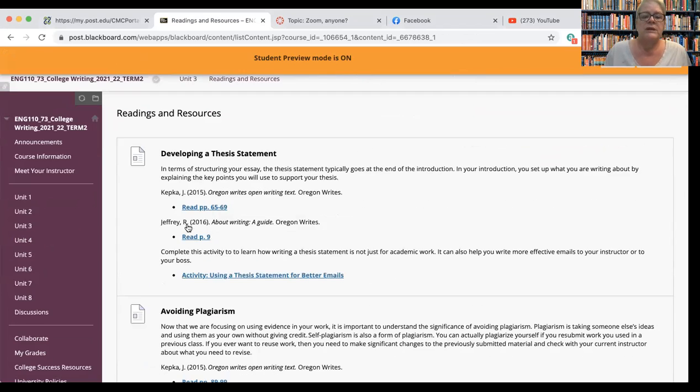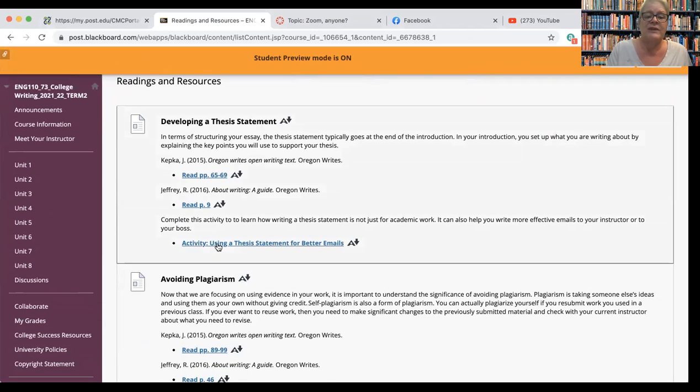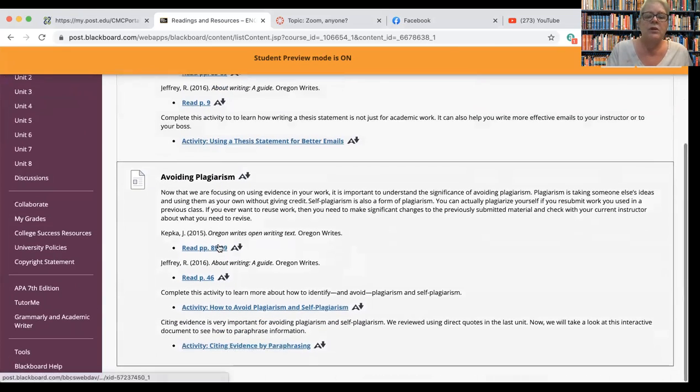In the readings and resources, of course, as usual, there are some readings from your textbook as well as some activities. This one is about using a thesis statement even in email, which I'm a huge fan of. I love this idea because a lot of times what's missing in our communication, whether it's formal or informal, is the lack of a clear statement of what we want to accomplish. So I love this activity for that reason. Then we have some readings and activities about avoiding plagiarism.